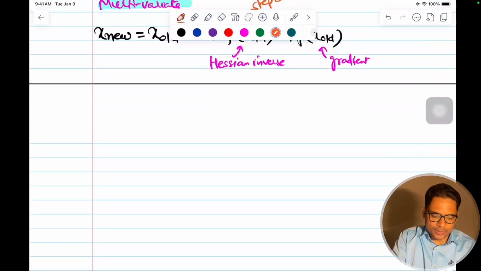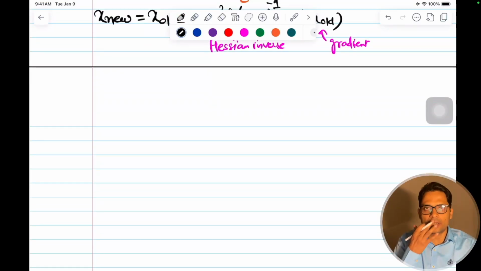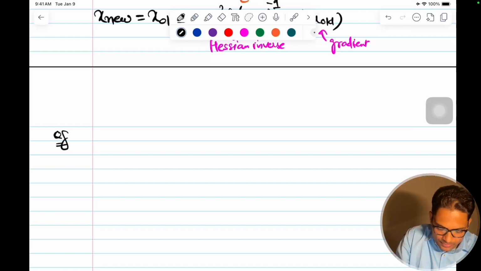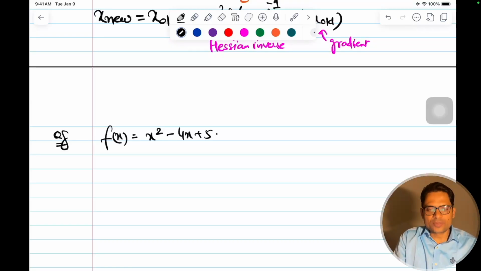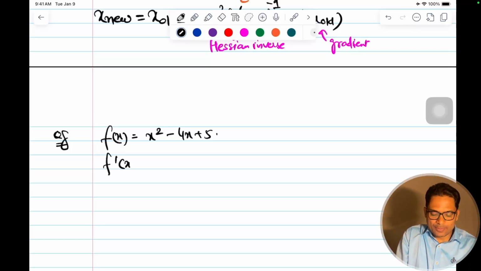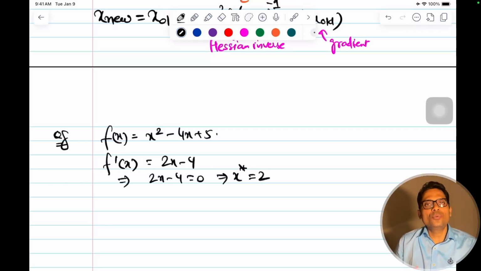Okay, I'll give you a simple example, but it will make more sense for higher degree polynomials. I'll give you a simple example to understand how the math works. For example, we have f of x is equal to x square minus 4x plus 5. Okay, so how do we do it in a normal way? We have to find the minima for this. So f dash x will be 2x minus 4. You equate 2x minus 4 equal to 0, which implies the optima is x star equal to 2.